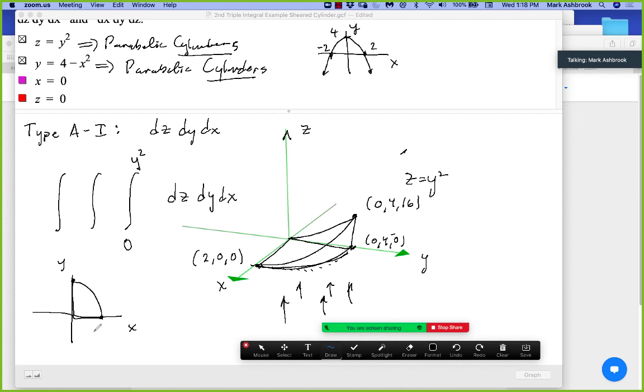So here we go. Bottom to top, y equals 0 to y equals 4 minus x squared. And then the first one of those is at the left, x equals 0 to x equals 2. Straightforward one there. Okay, let's do B again.